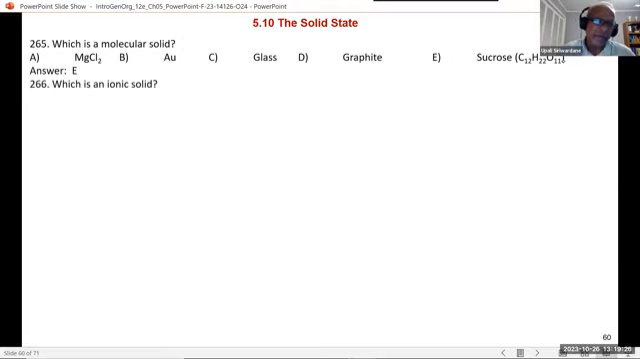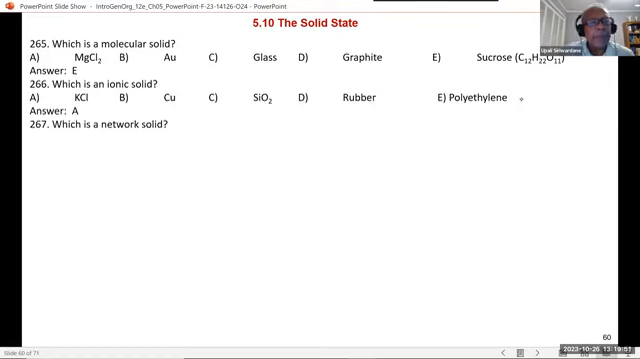What is an ionic solid? First one is potassium chloride. That's an ionic compound. Therefore, it's an ionic solid. Copper is metallic. Choice SiO2 is quartz. Quartz is network. Rubber is polymeric. Polyethylene is polymeric. Therefore, the only ionic solid is potassium chloride.